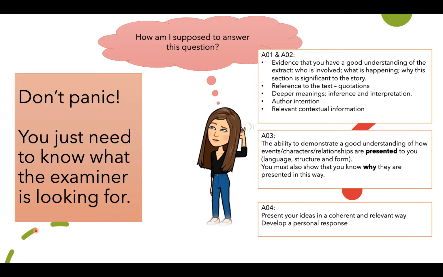So the assessment objectives here are AO1, AO2, AO3 and AO4. AO1 and AO2 are really all about showing the examiner that you've got a good understanding of the extract, of who is involved, what's happening, why this section is so significant to the story, where it is, for example, any themes that you may see. You also have to make a lot of reference to the text, obviously, because you have the extract in front of you. You must be using quotations.